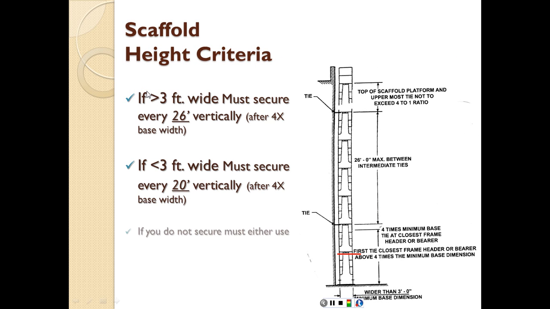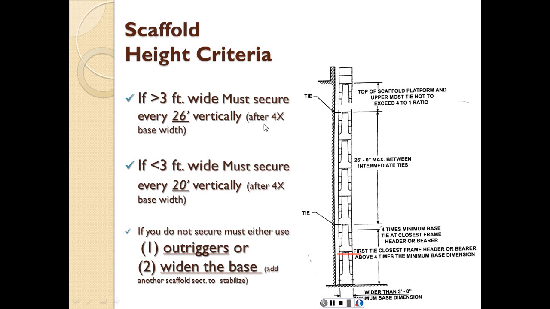If greater than 3 feet wide, it must be secured every 26 feet vertically after 4 times the base width. So these are numbers to remember, and this is a graph to explain these numbers. If less than 3 feet wide, you must secure every 20 feet vertically after 4 times the base width. So the first brace, or the first tie, is going to be at 4 times the width, and then after that it is going to be every 26 or every 20 feet, depending on the width of the platform itself.